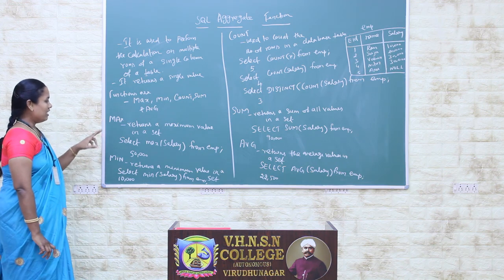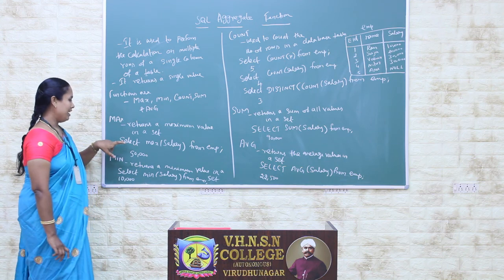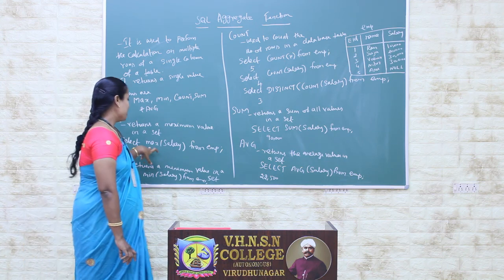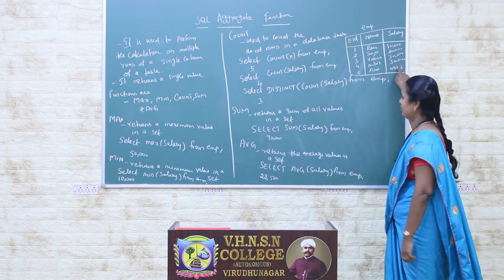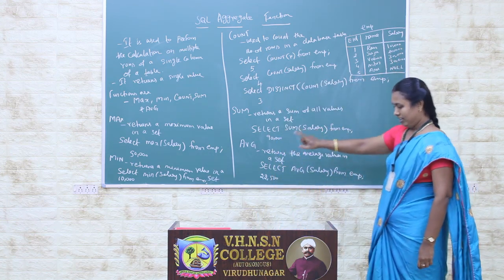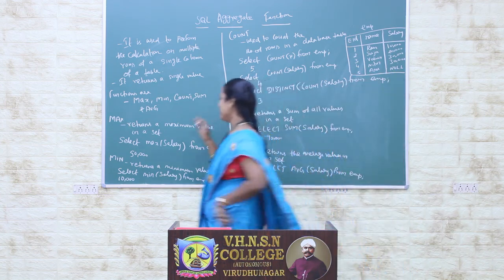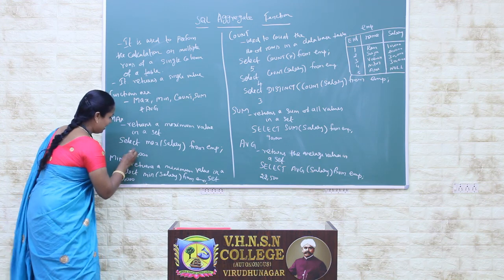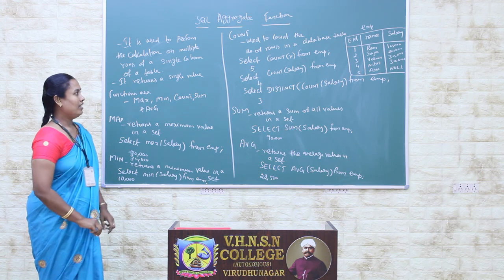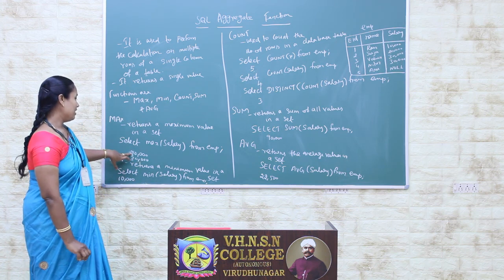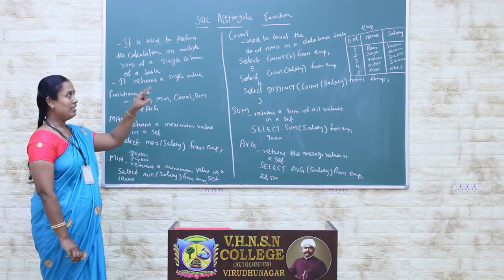So the first query: select max of salary from employee. How will this query execute? It selects the salary column, and whichever is the maximum value in this salary column is returned. In this example, the result will be 30,000. I entered two 30,000 values in this table, so 30,000 is the maximum salary in this EMP table.